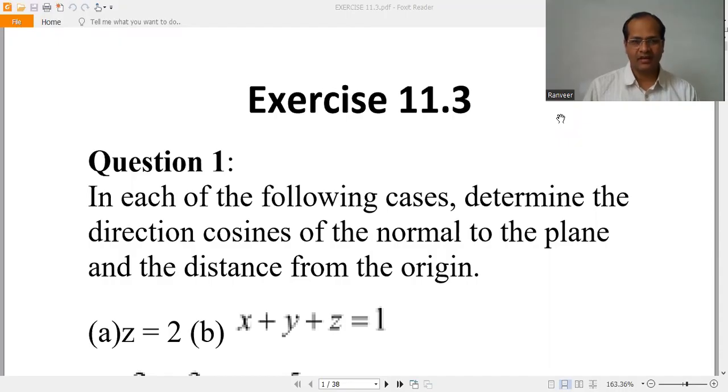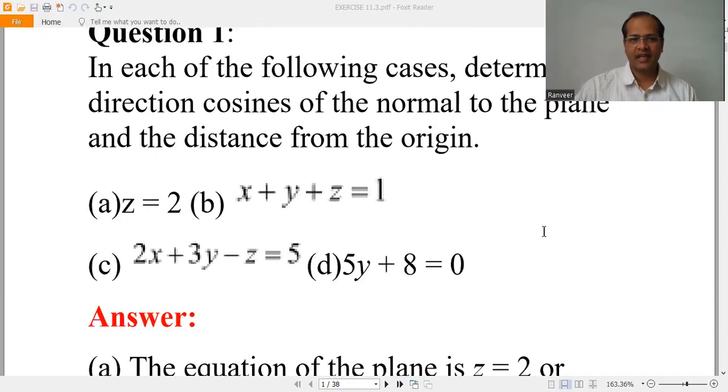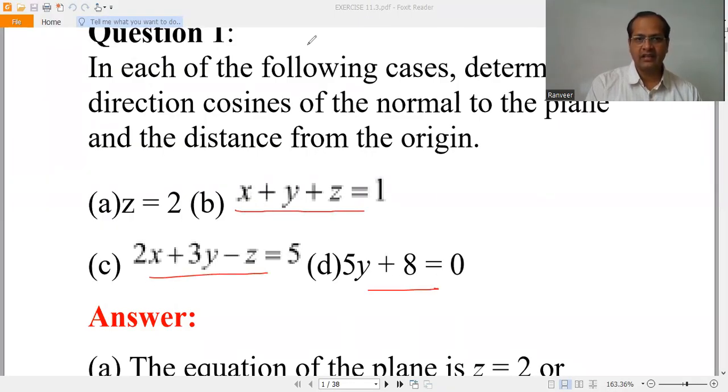Question number 1. In each of the following cases, determine the direction cosine of the normal to the plane and the distance from the origin. These are the 4 different parts. A is z equal to 2, B is this, this is C and this is D.